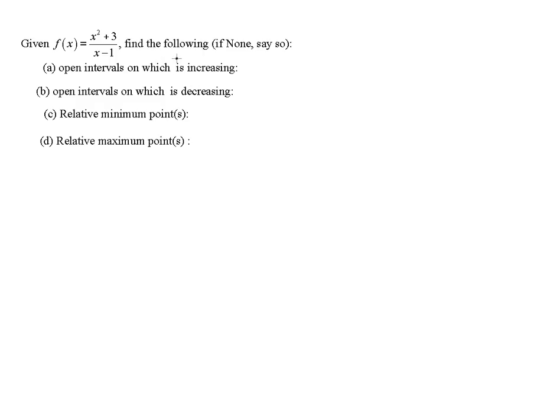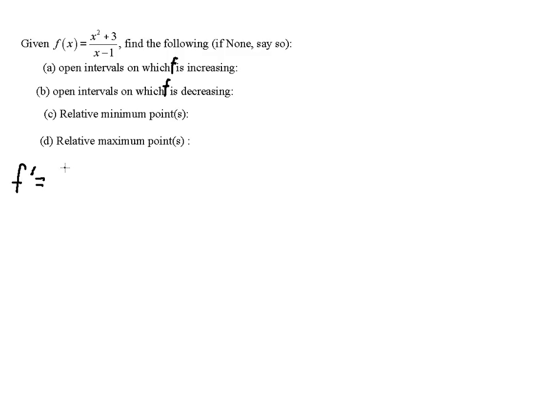Oops, I'm just going to sketch that in. Sorry. And open intervals where f is decreasing, relative maximum points, or relative minimum points and relative maximum points. So we want to find where f is increasing and decreasing. We need to find f prime and set it equal to 0 and where it's undefined, and then put those numbers on a line graph and test for intervals of positive and negative for f prime, and that will tell us the intervals of increasing and decreasing and relative max and min points.